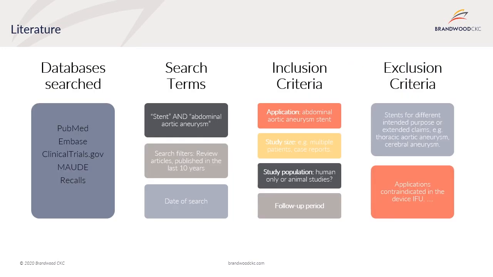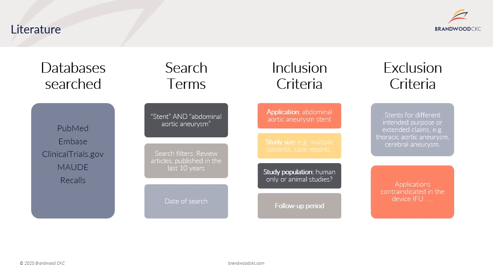Now, this slide provides a high-level flow diagram of a literature search. It's important that each of these components is actually outlined in the plan prior to commencement. So firstly, the databases that are searched. Identification of these is really important. Secondly, search terms. Making sure this covers your devices and/or your state-of-the-art parameters. It should be inclusive and comprehensive.